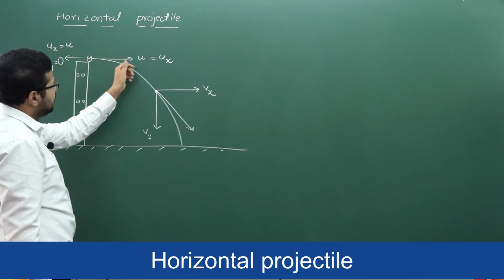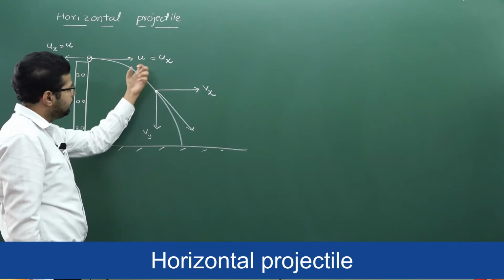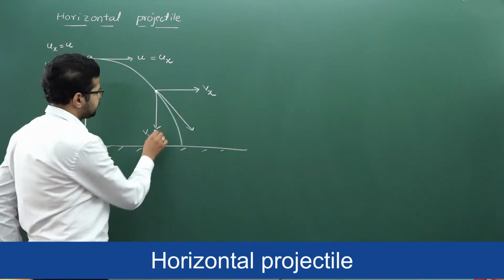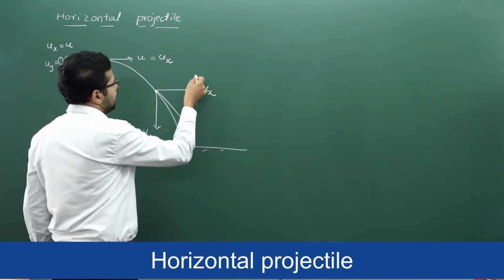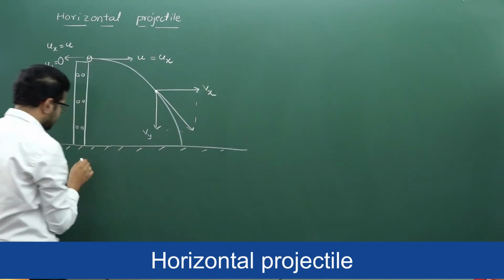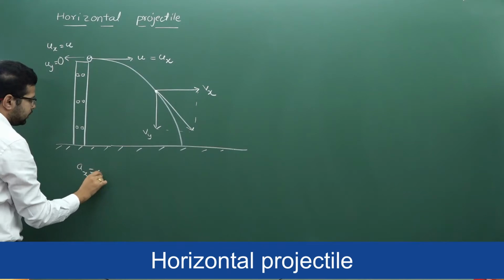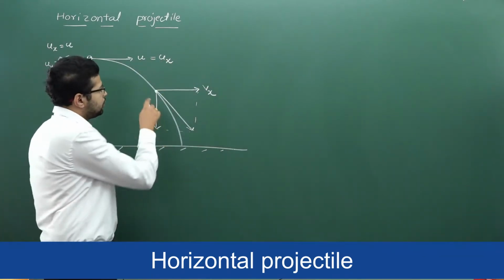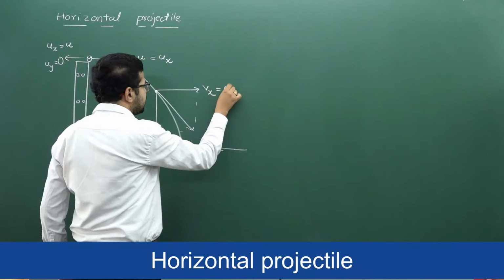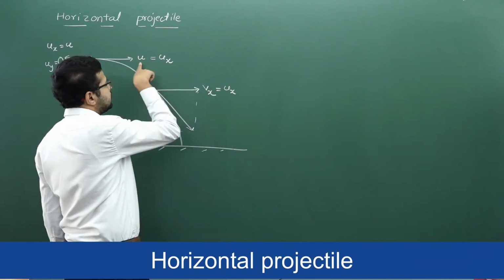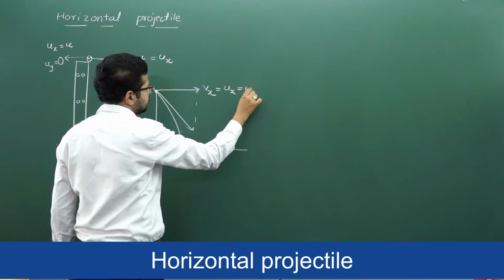Later the acceleration due to gravity, or the gravitational field, will increase the vertical component of velocity of the projectile, and we know along the horizontal there is no force, so the horizontal acceleration is 0, ax is 0. So the horizontal velocity will not change, the horizontal component of velocity is equal to the initial horizontal component of velocity, which is the initial velocity u.